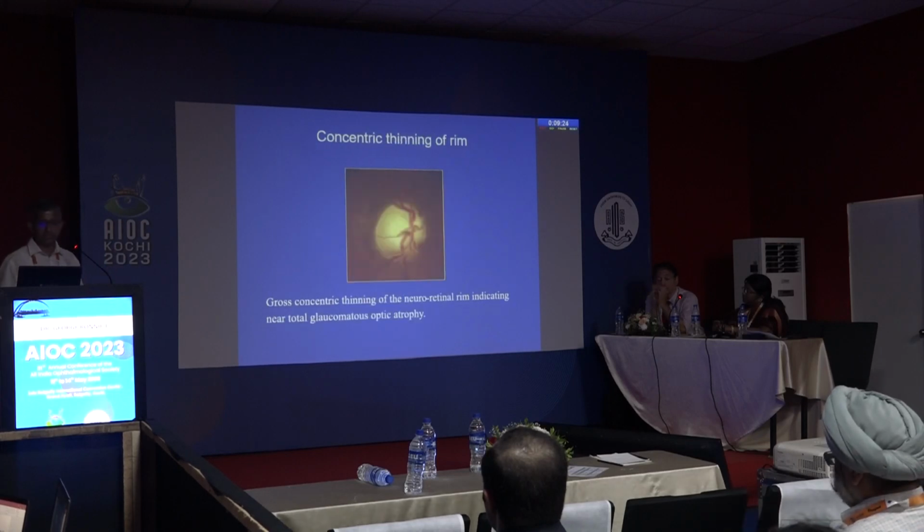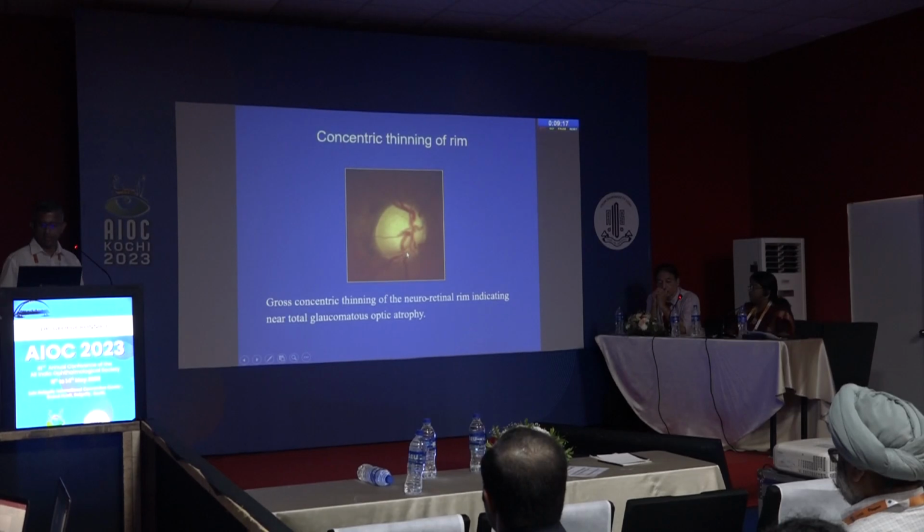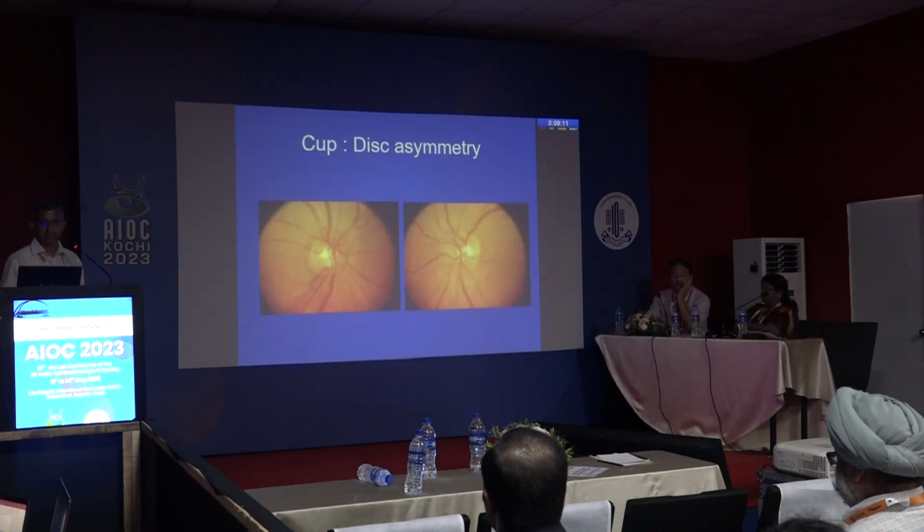Here you're seeing concentric thinning of the neuroretinal rim, and that's going all over there. Look at where the vessels are bending. And this you can typically get with very high pressure glaucomas acutely, or latent disease.